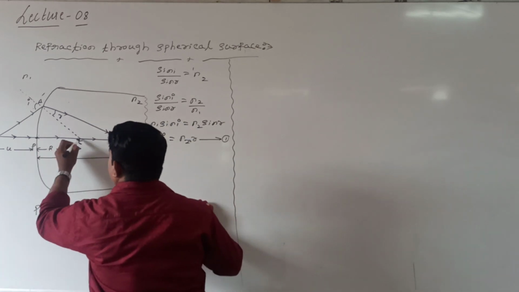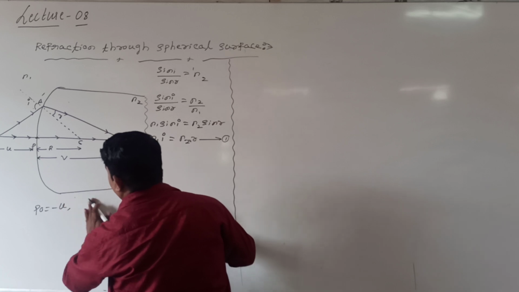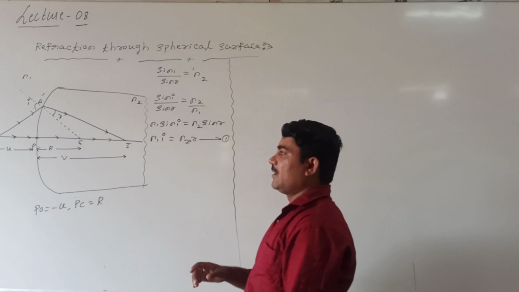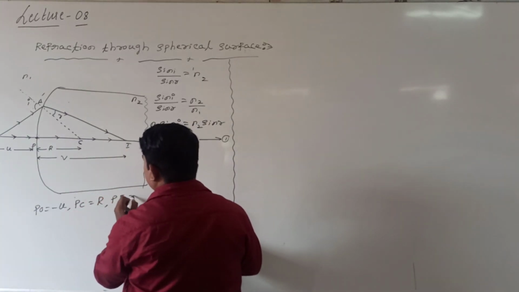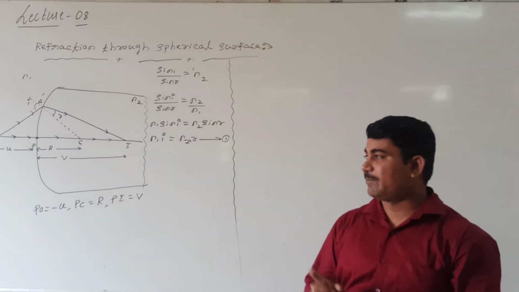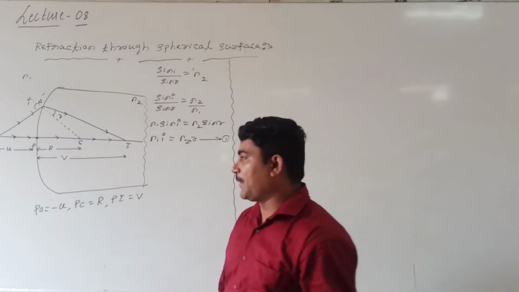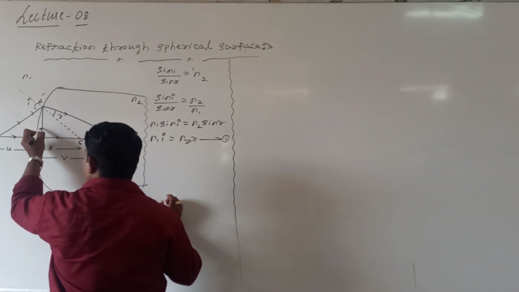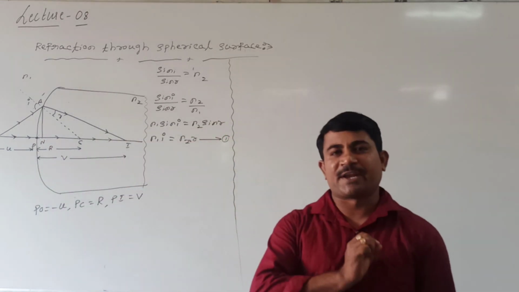The distance between the pole and the center of curvature, that is PC, is equal to the radius of curvature. The distance between the pole and the image, PI, is called the image distance, represented by v. But now for the geometry, I should draw one more perpendicular line. Simply I will draw AN perpendicular to the principal axis, for geometry.